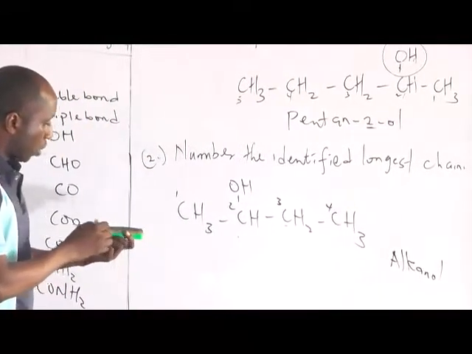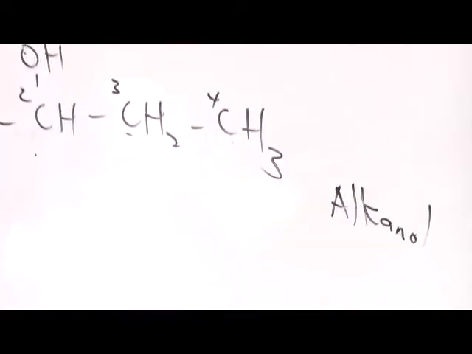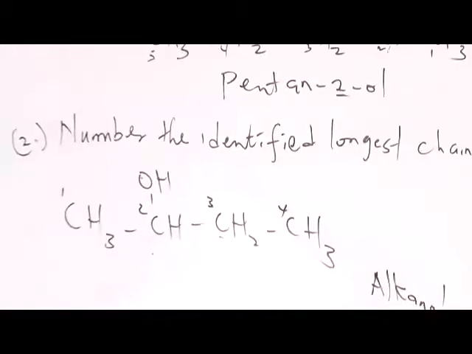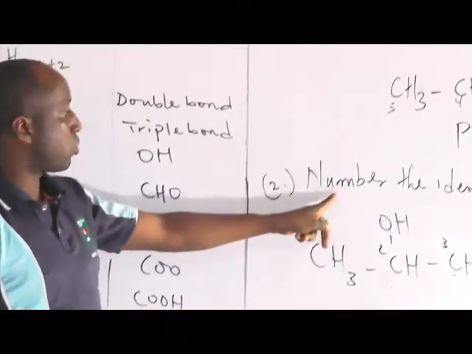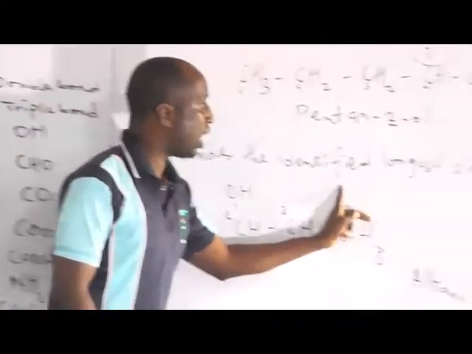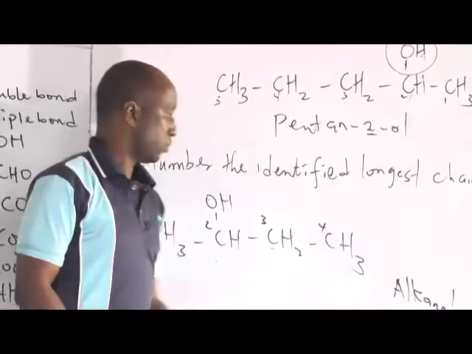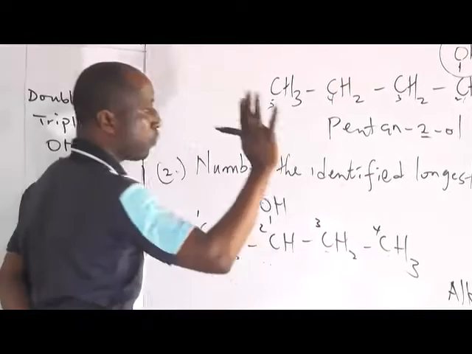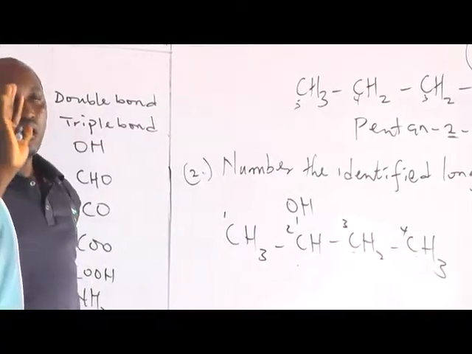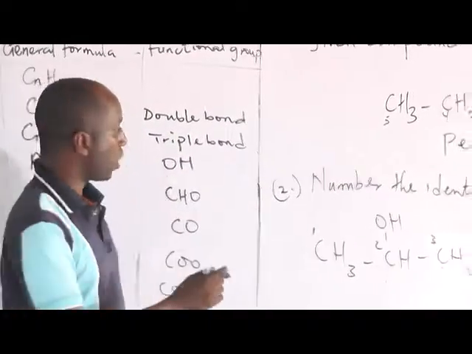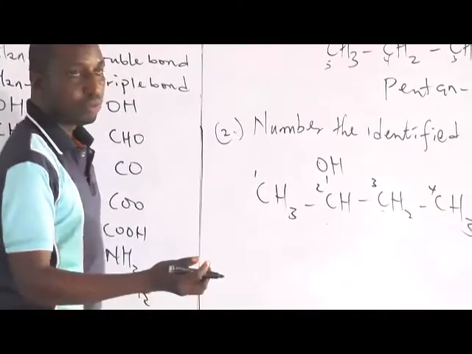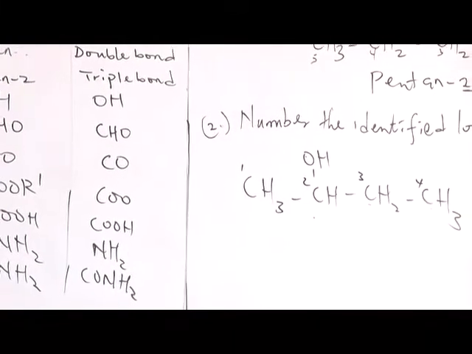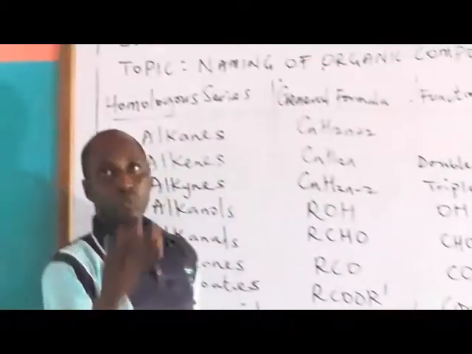Now, we have been able to know the name of the family, but what is the name of the compound? That leads us to rule number 2. Number the identified longest chain. So we have to number it now. 1, 2, 3, 4. We have 4 carbons. And from what we have been taught, if you have 4 carbons, that will give you butane. If it is alkane, it is butane. If it is alkene, it is butene.